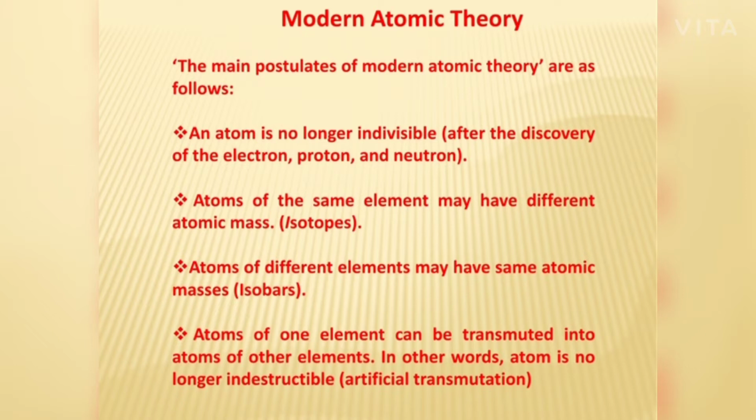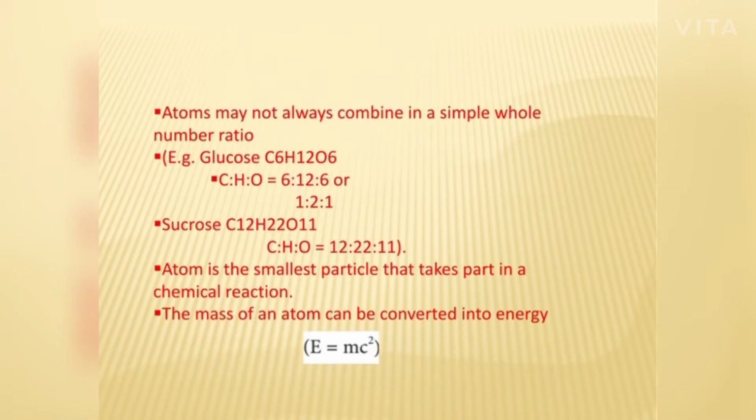Atoms of different elements may have the same atomic mass but different atomic numbers. That is called isobars. That means the mass number is the same for different elements. Next point, atoms of one element can be transmuted into atoms of another element. That is called artificial transmutation.